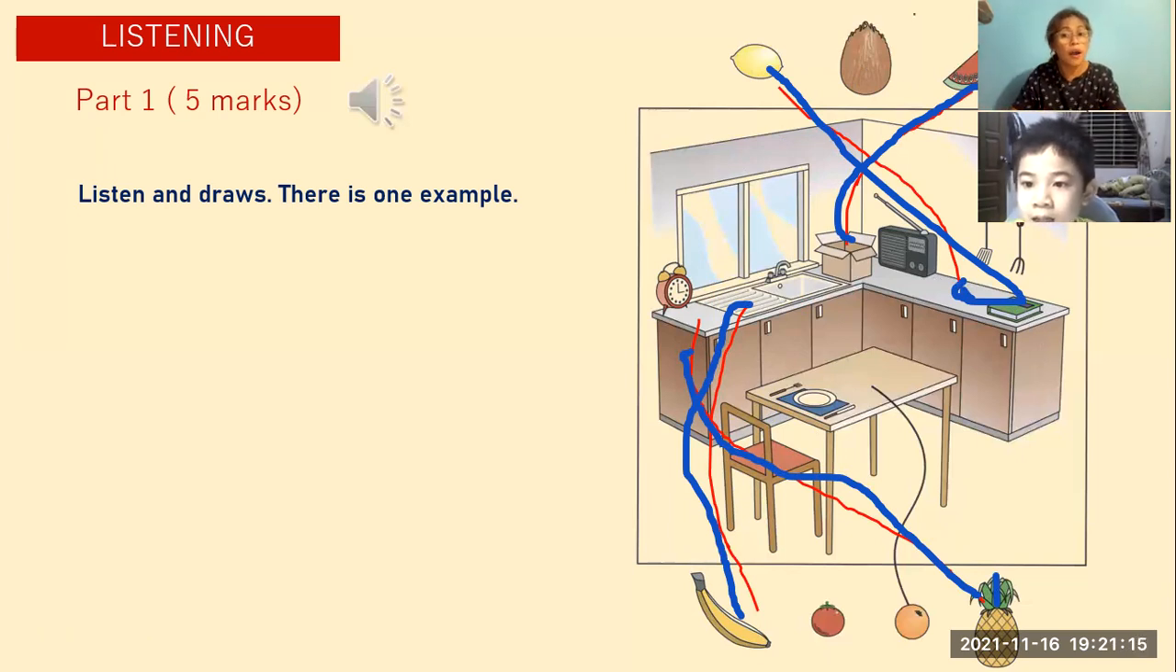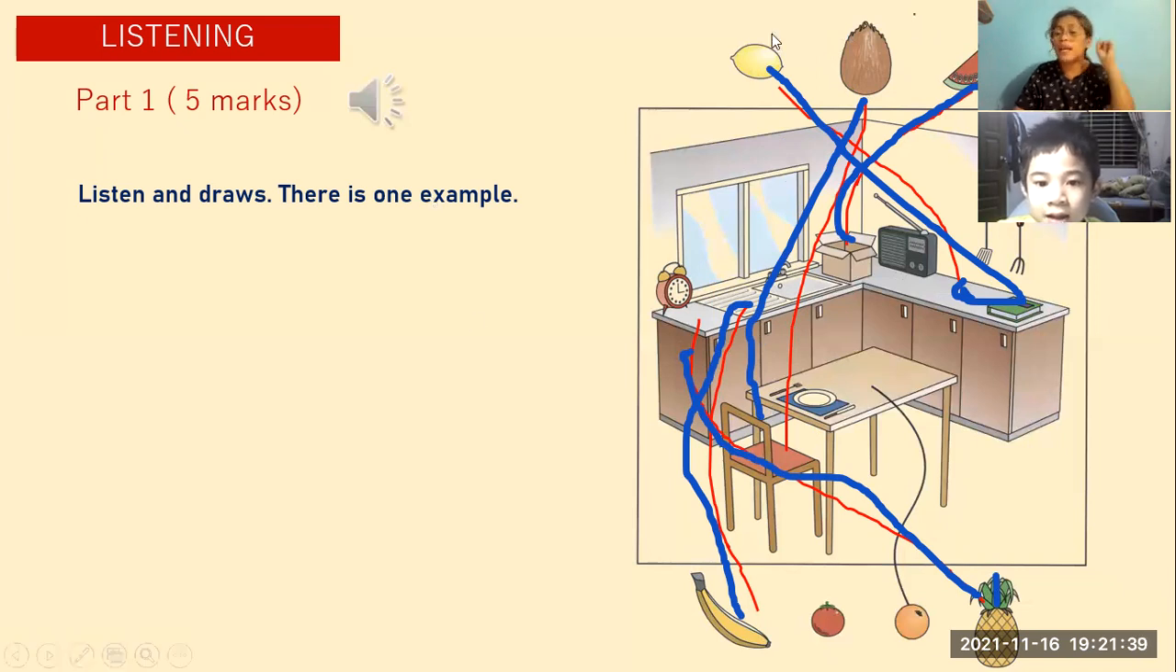Between. So radio and the book, between. Next. Where is the coconut? The coconut is on the chair. This one. It's on the chair. Yeah. Okay, you understand, Tom?